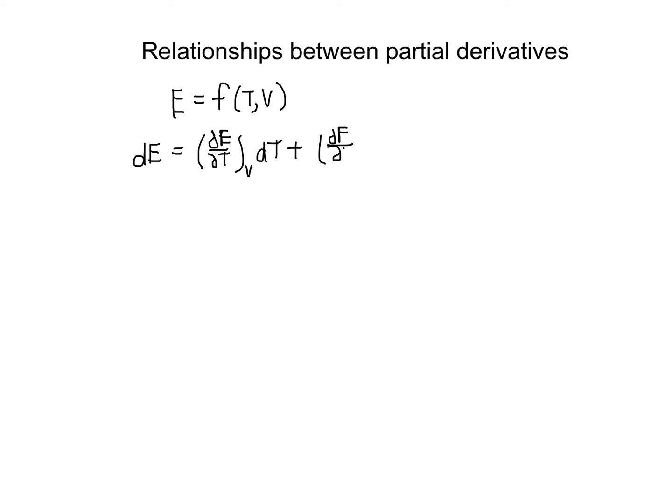Typically, we will be interested in changes in state functions of the system, such as the energy. Remember that the energy for a closed system is a function of temperature and volume. So if I want to express a change in the energy, I have to add up the effect of changing the temperature of the system at constant volume plus the effect of changing the energy with respect to volume at constant temperature.